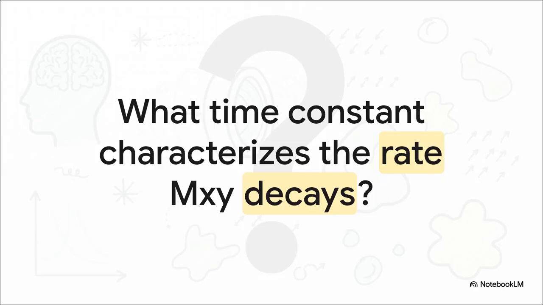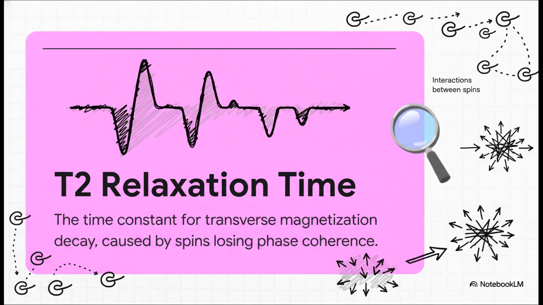Okay, so a new mystery. We know MXY is fading out, but just how fast is it disappearing? What's the time constant that describes the rate of this decay? If you're thinking this sounds a lot like the T1 question we just asked, you are absolutely on the right track, and the answer is, you guessed it, the T2 relaxation time. So T2 is our new time constant, and just like T1, it's got a couple of aliases. Transverse relaxation. Well, that's self-explanatory. But the real clue, the one that tells you what's really going on, is spin-spin relaxation.